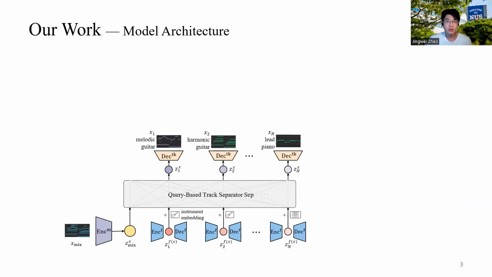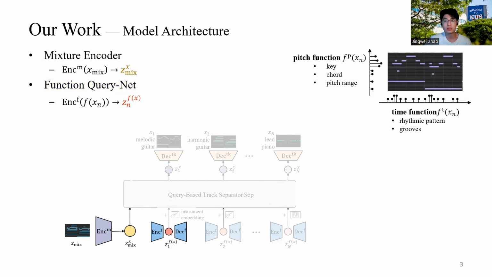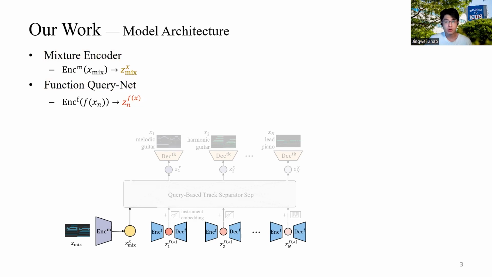To realize such, we develop our model architecture in 4 parts. The first part is a mixture encoder. It takes the mixture and produces a latent mixture representation. The second part is named function querynet, which is essentially a VAE. The encoder here takes the track function and produces a latent function representation. Recall that in our work, we define track functions as 1D vectors representing texture patterns. And since we have n tracks in total, querynet is performed n times for each track in parallel.